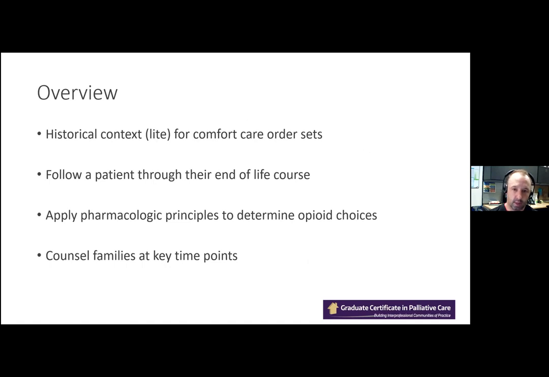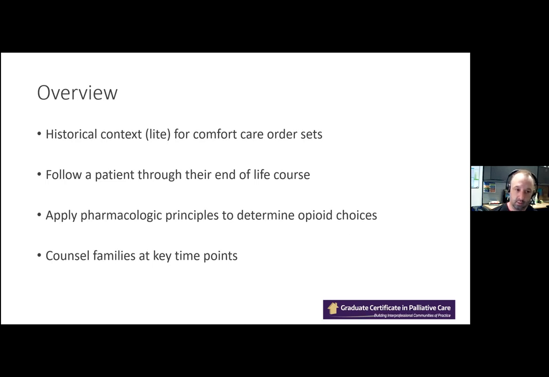So we're going to be talking about the historical context of comfort care order sets and really, kind of the evolution of some of these, particularly infusions at a lot of healthcare systems. So we'll kind of be going through the University of Washington journey, but that is analogous to kind of what a lot of systems are doing.